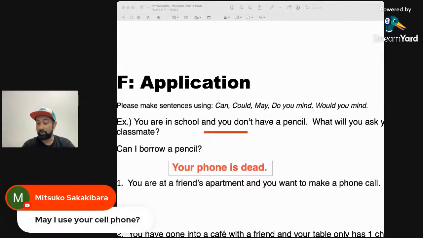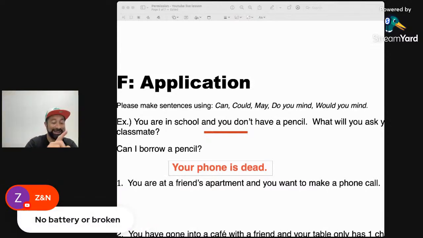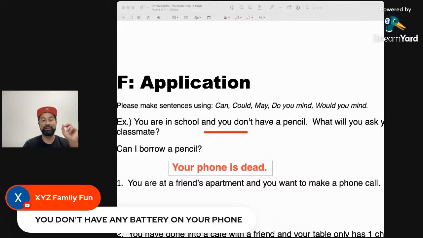Mitsuko, you've got an answer here. May I use your cell phone? Zen, ZNN, no battery or broken. So usually, ZNN, if your battery is completely, you know, it has no charge, then we say your phone is dead. We usually don't say if it's broken. Usually, if you know my phone is dead, then we're talking about the battery. So perfect answer here. XYZ family, you don't have any battery on your phone. Yeah, that's the right idea. So the battery has no charge. You need to charge the phone.